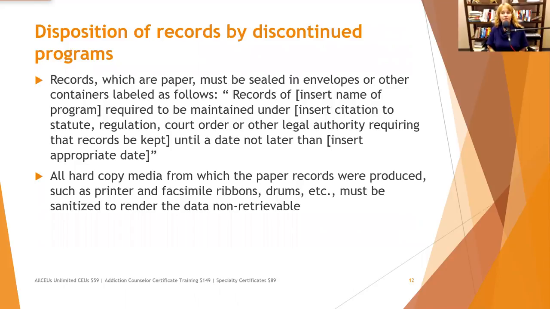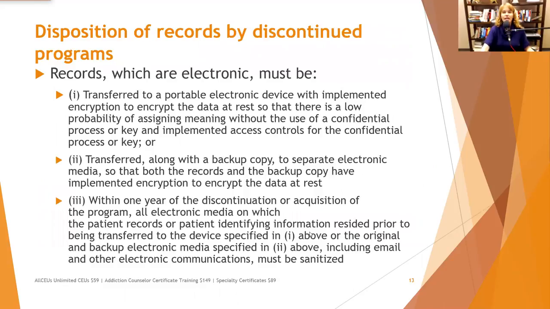All hard copy media from which the paper records were produced also need to be sanitized in order to render the data non-retrievable. Records which are electronic must be transferred to a portable electronic device with implemented encryption. So a hard drive that is encrypted. So there's a low probability of assigning meaning without the use of confidential processes or key. So you know what's on that hard drive. It's encrypted, so nobody else can access it, even if they were to put it into a computer. But you still have the client information there.